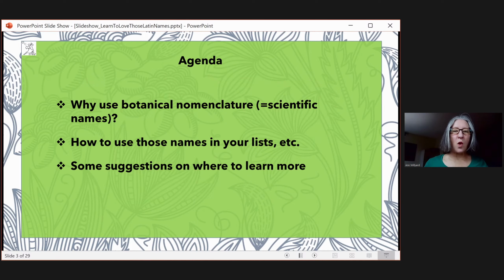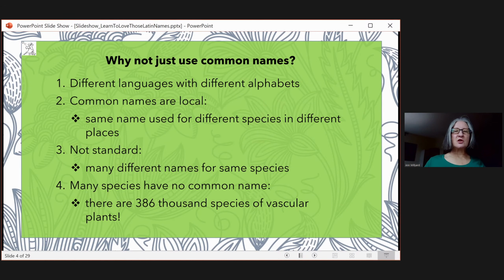So the agenda is why use botanical nomenclature, and I'll translate that for you. That phrase just means scientific names. So botanical nomenclature is a fancy way of saying scientific names for plants. And then how to use those names, for example, if you're doing a species list, and then some suggestions on where to learn more, as you need to. So why not just use common names?